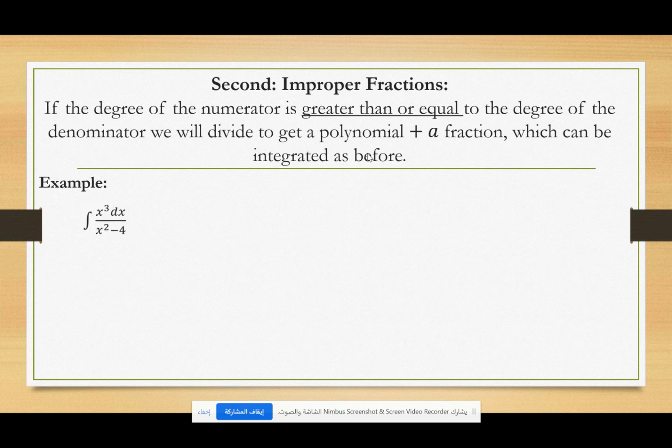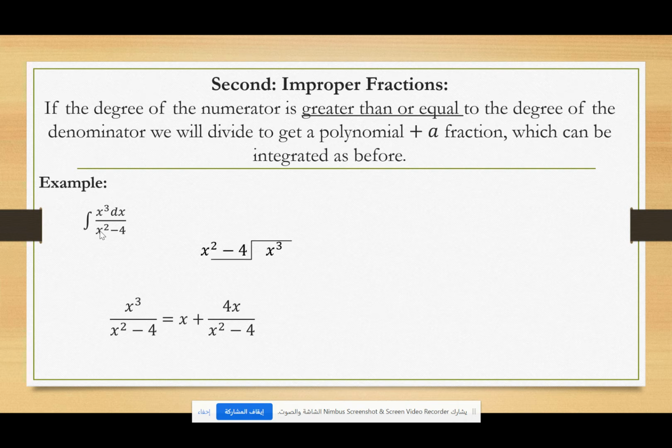This example is giving you x cubed dx over x squared minus 4. You can see that the degree of the numerator is 3 and the degree of the denominator is 2, which means the numerator is bigger than the denominator. In that case, you should make a long division. Watch it. This is what you will get after you make the long division.